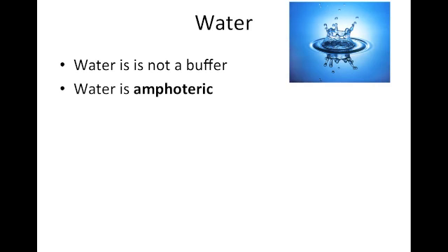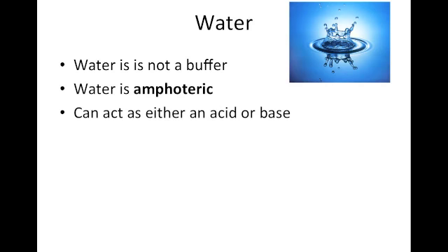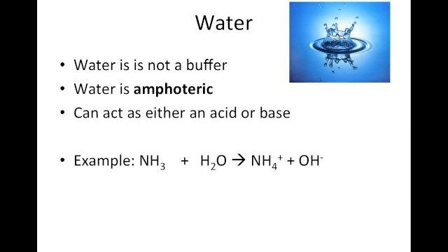Water is called amphoteric. Amphoteric means that it can act as either an acid or a base. An example of this is NH3 plus H2O makes NH4+ plus OH-. As you can see in this example, the water is the acid. In this example, HF plus H2O makes H3O+ plus F-, you can see water is acting as a base.